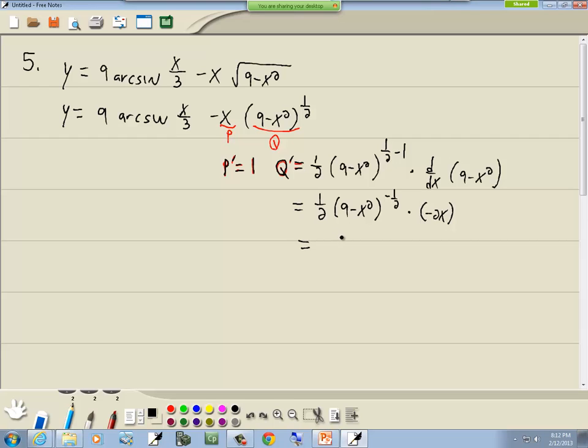Now I want to merge these into a single fraction, so we're going to have negative 2x over 2, and then this negative 1/2 power goes downstairs, goes down to the denominator, and we've got 9 minus x squared to the positive 1/2. 2's cancel, and we've got negative x over 9 minus x squared to the positive 1/2. Okay, now we're ready to find our derivative.